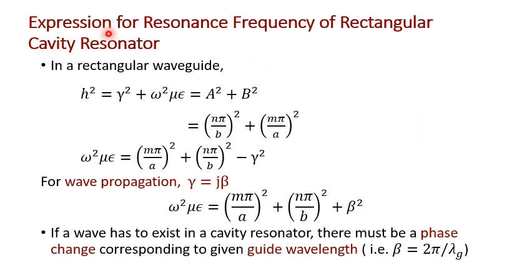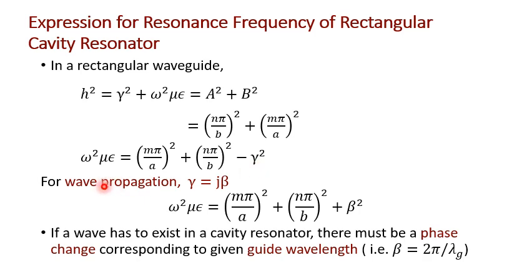Now we will look at the expression for the resonant frequency of a rectangular cavity resonator. We know that in a rectangular waveguide, h square is equal to gamma square plus omega square mu epsilon, that is also equal to a square plus b square, where a is n pi by b and b is m pi by a. So you can write omega square mu epsilon is equal to m pi by a the whole square plus n pi by b the whole square minus gamma square. Here gamma stands for the propagation constant.